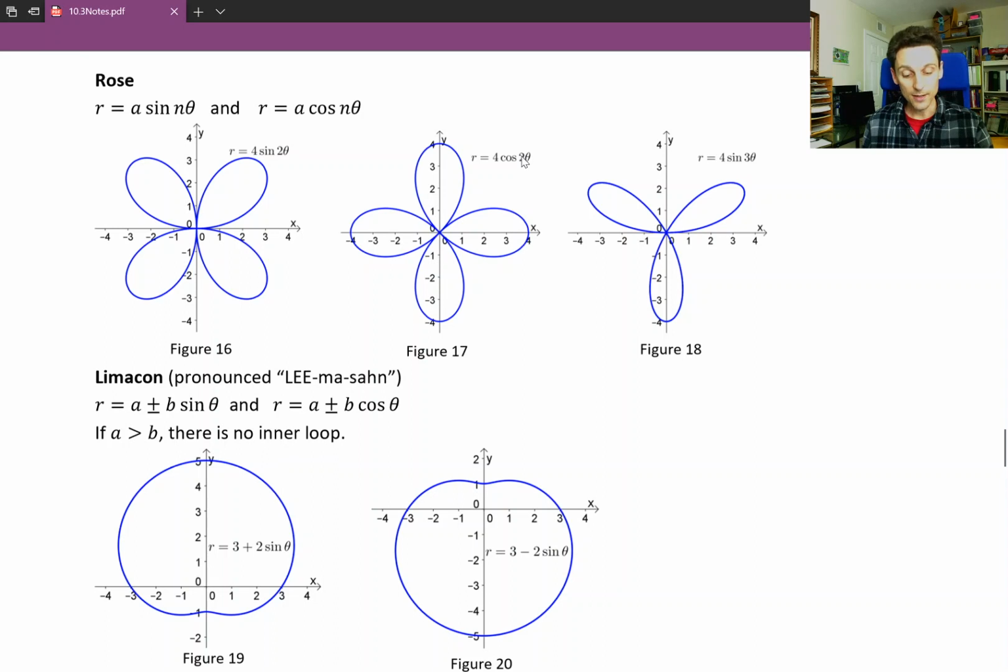Again, if there's a coefficient of 2 in front of the theta, you're going to have 2 times 2, which is 4 petals. Now, if you have an odd coefficient in front of theta, then you're only going to have that many petals. Because when theta goes from 0 to pi, you're going to go through the petals once, and then from pi to 2 pi, you're going to go through exactly the same petals over again. So they'll draw on themselves over again.